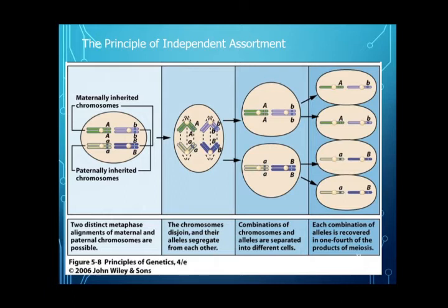So one cell can have big A, small b, big A, small b. The other cell has small a, big B, small a, big B. And each one of the combinations will become different cells: small a, small a, big B, big A, small b.